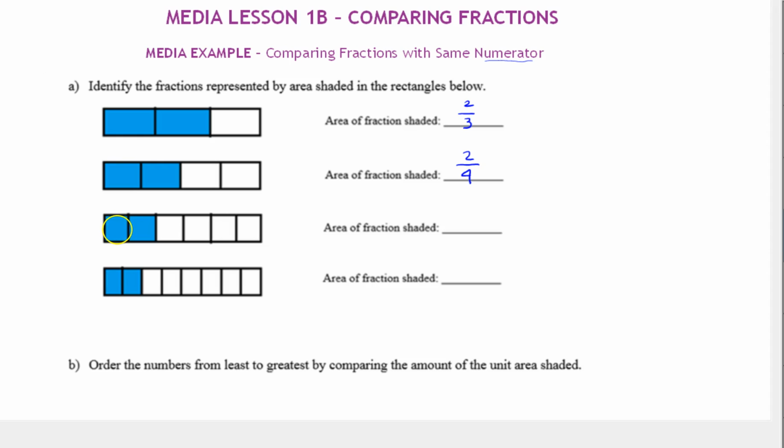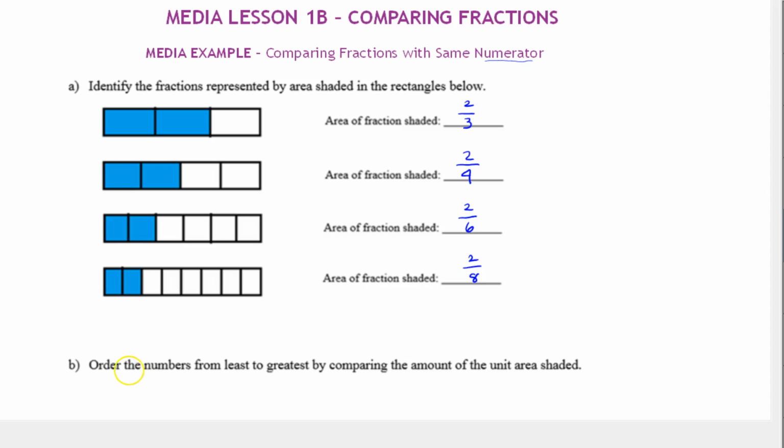In this rectangle, we have 1, 2, 3, 4, 5, 6 pieces, and 2 pieces are shaded, so we have 2/6. And finally, we have 1, 2, 3, 4, 5, 6, 7, 8 equal pieces, and 2 of those pieces are shaded, and we have 2/8.